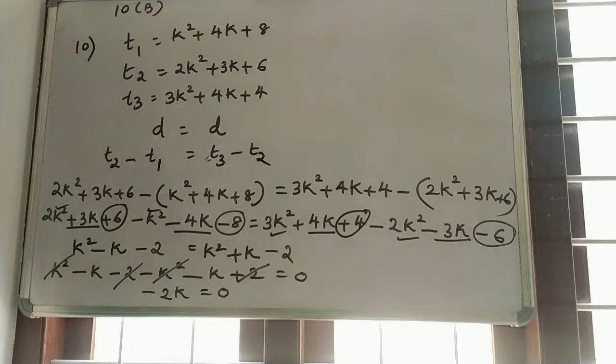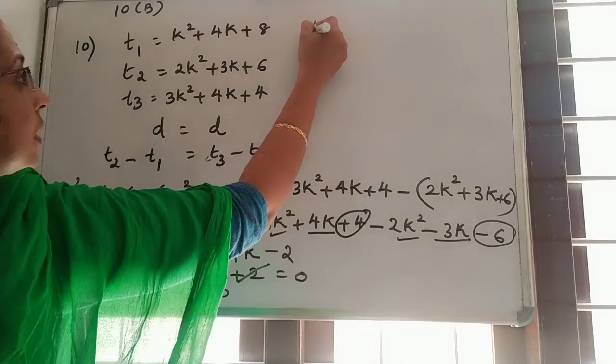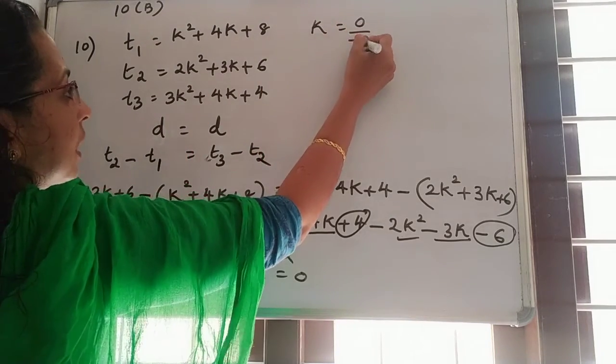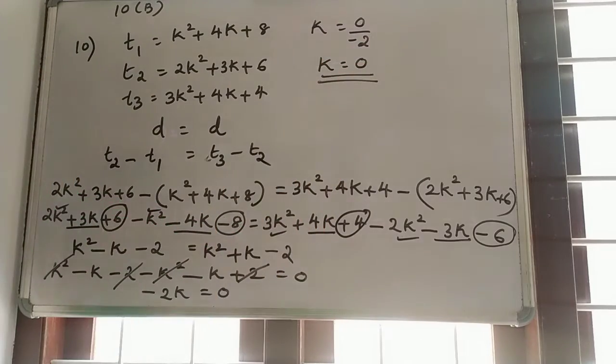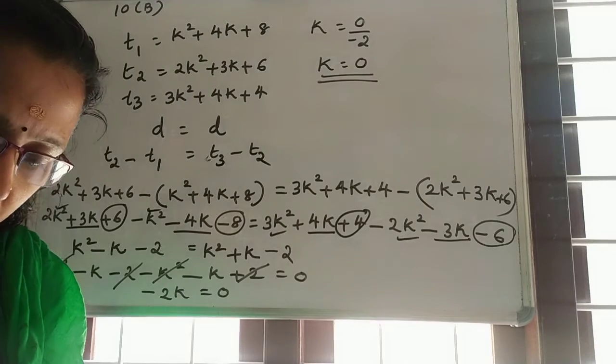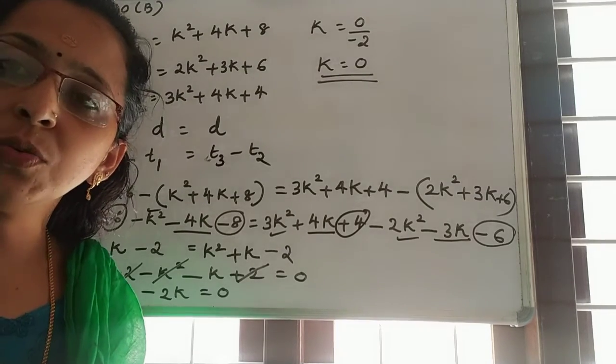Okay. So k is equal to what? k is equal to 0 divided by negative 2. That means k is equal to 0. You want to find the value of k. Determine the value of k. Okay, so k is equal to 0.